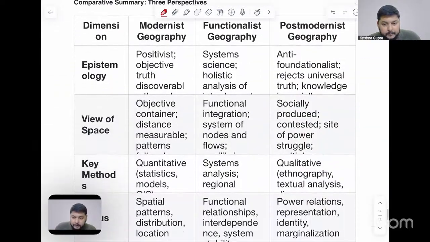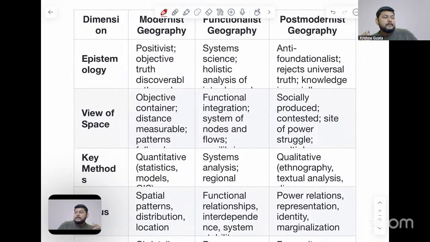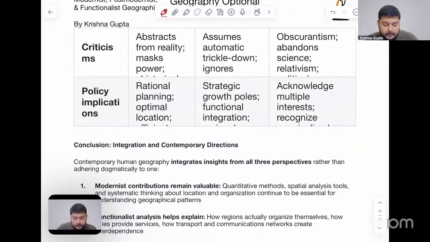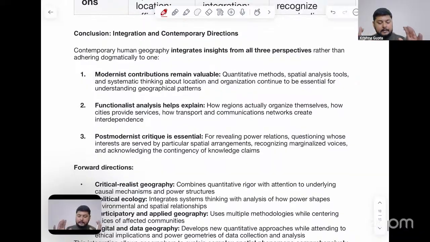But what we need to understand here is what the difference is between modernist geography, postmodernist geography, and functional geography. Can you understand what these three things are, how they are integrated and how they are different from each other, and how radical Marxism and functionalism come into the picture? This is my main motive here.